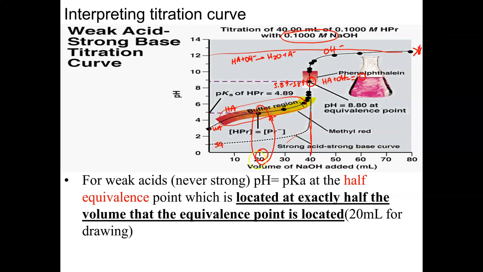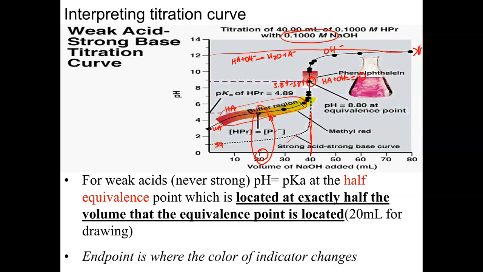Because the other thing I want to point out about this, if I could get my pKa, I could get my Ka. If I get my Ka, I could identify the acid, because every acid has a unique Ka value. So that's the other thing you could do with this. If you're trying to figure out an unknown acid, you could do it through the Ka value. Endpoint is where the color change occurs.